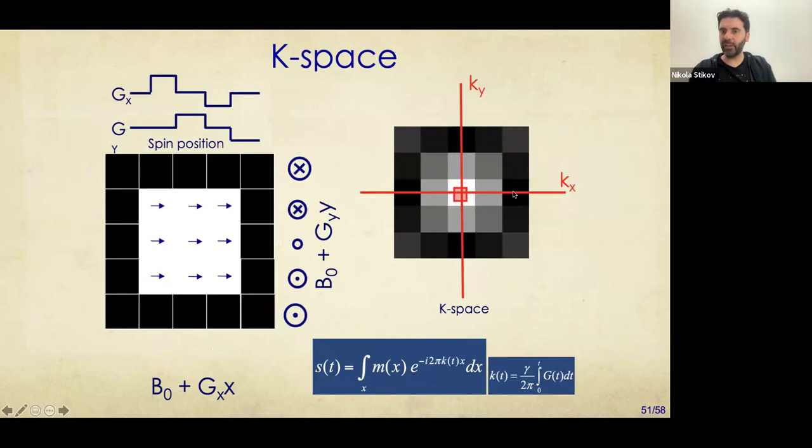So if I want to touch over here, I know that I need to turn the X gradient on and keep the Y gradient off. If I want to go over here, both the X and the Y gradient need to be turned on. What happens if I want to go over here? How do I reach this point in the Fourier space? A question for you. I think you'd be able to answer it.